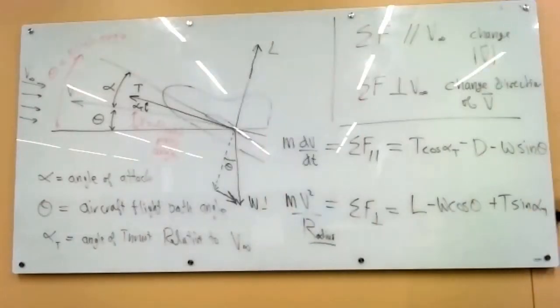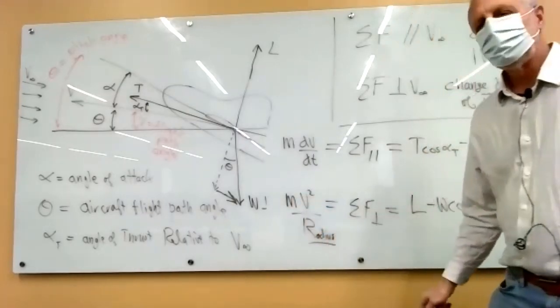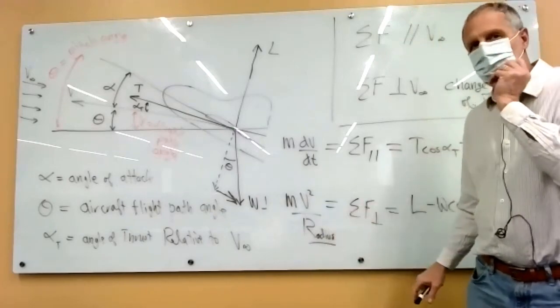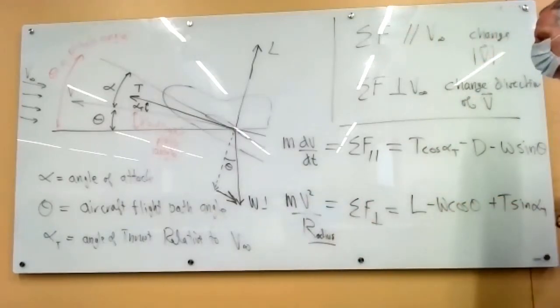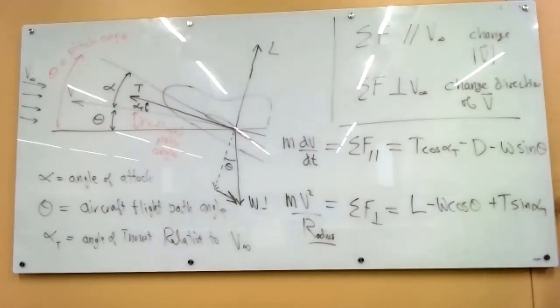Where's the V squared over R from? This is just the centripetal force required to do a turn of radius r. It's part of Newton's laws. If you go back to dynamics and you study circular motion. Yeah, I remember V squared over R, like the acceleration of a circle or whatever.